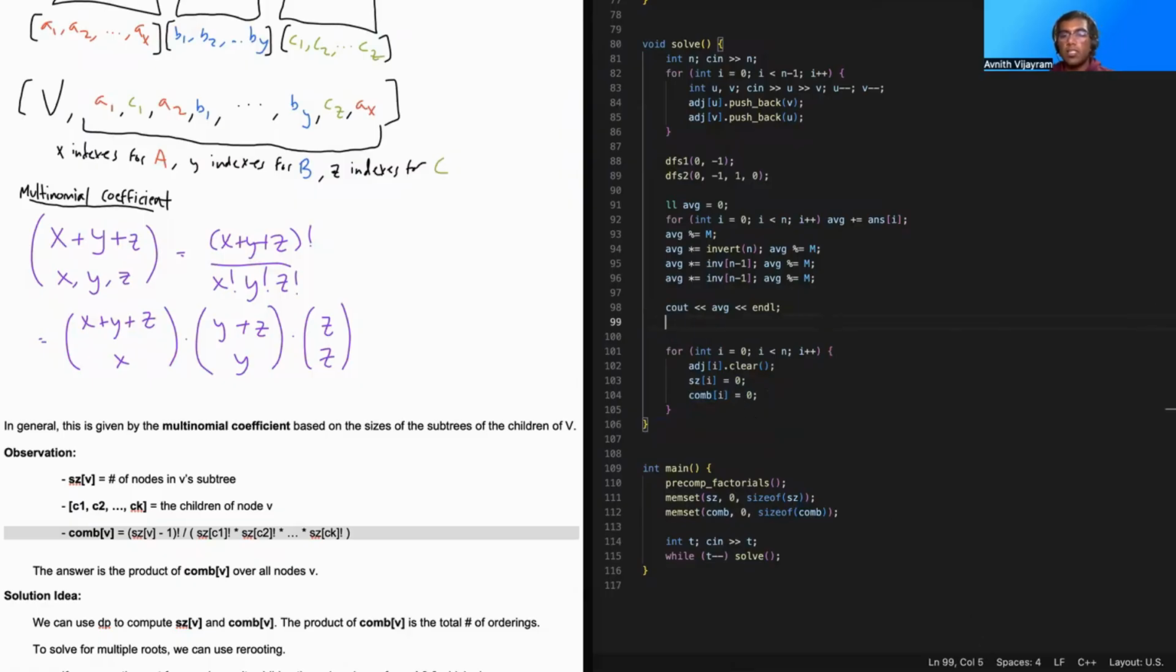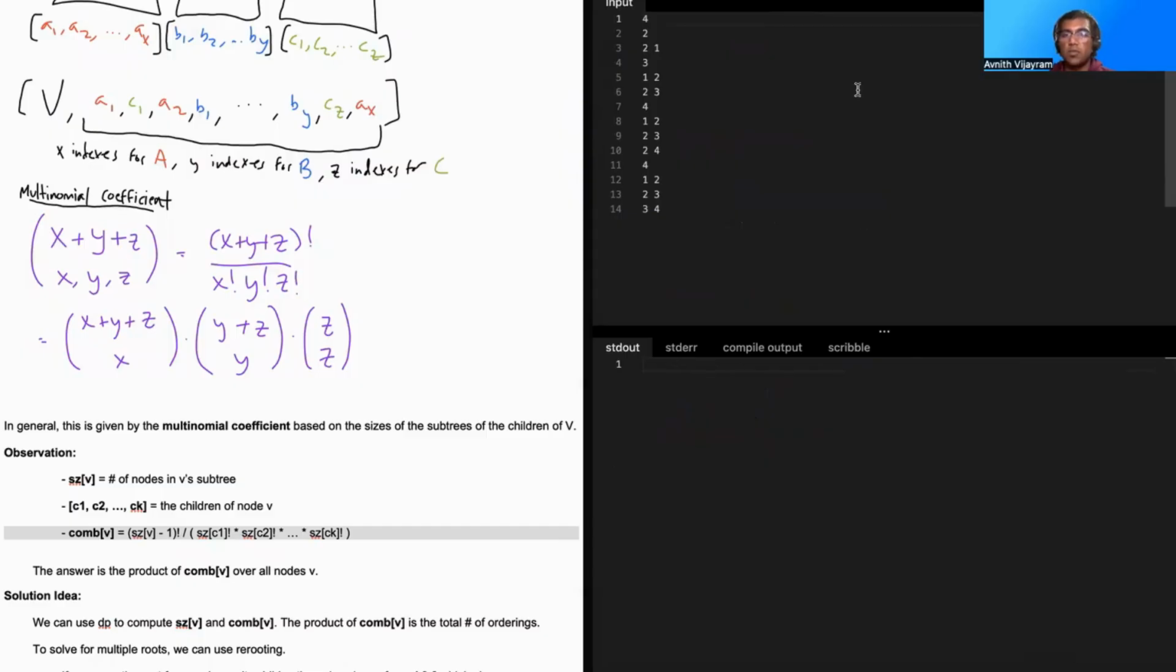And now let's test our code on the sample test case from USACO. And we can see that it gives us the correct answer. And this solution will get full credit for this problem.